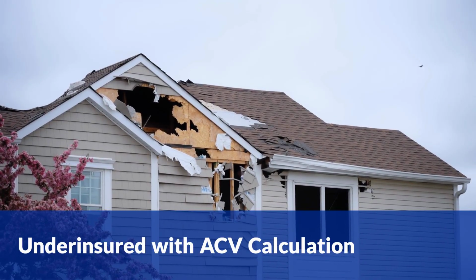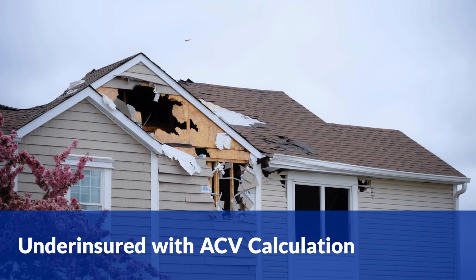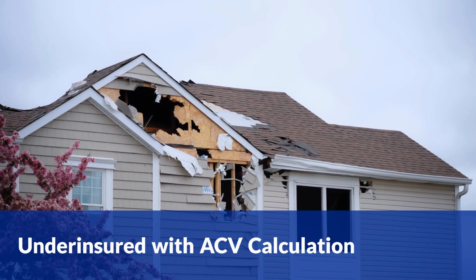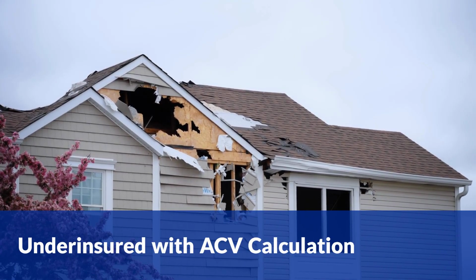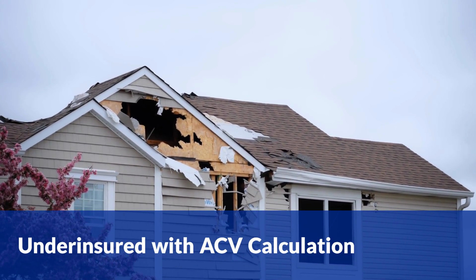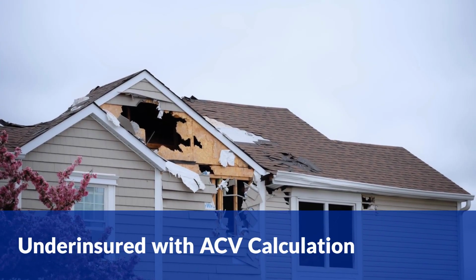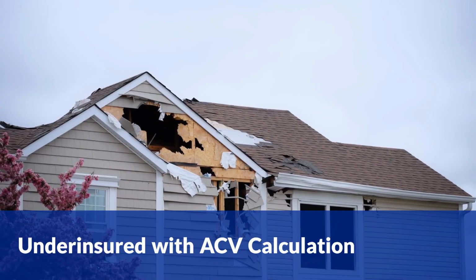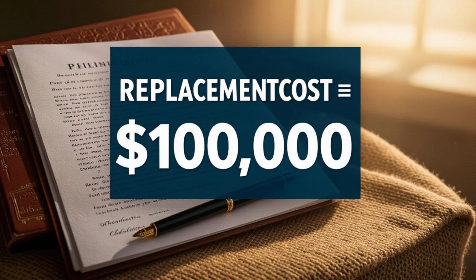Example 2. Underinsured with ACV calculation. Let's say the insured property has a replacement cost of $100,000 and the insured's policy has an 80% coinsurance clause. The insured only has a total of $60,000 of coverage in force. If property suffers a covered loss with an RC of $10,000 and an actual cash value of $7,000, how much will the insurer pay? Let's look at the key factors. First is replacement cost equals $100,000.